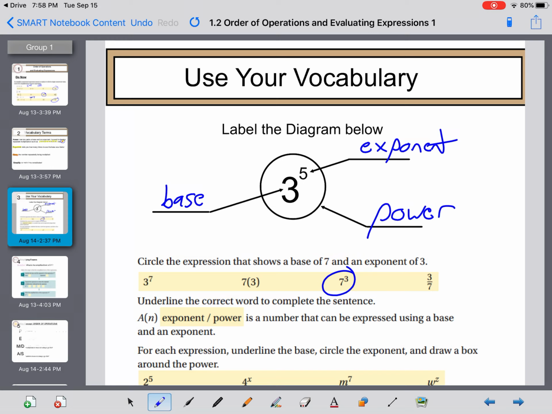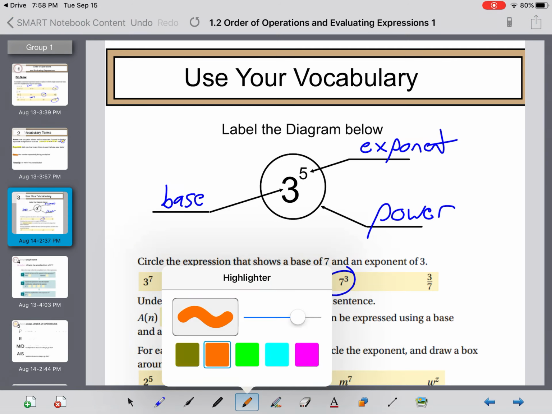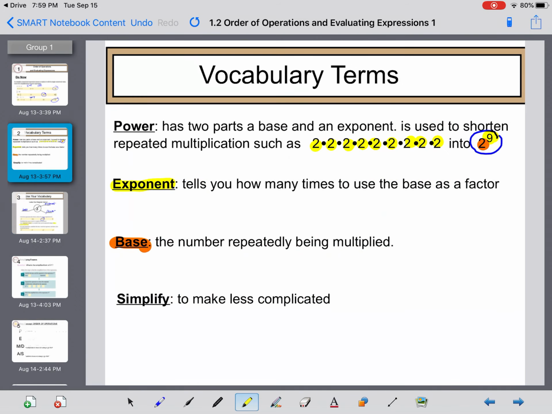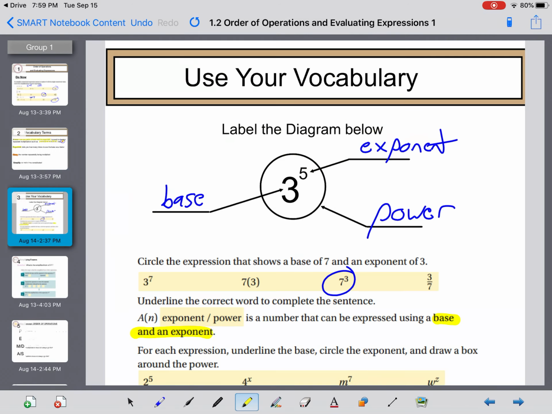Underline the correct word to complete the sentence. Is it the exponent or the power that can be expressed using a base and an exponent? Again, go back to your definitions. Power has two parts, a base and an exponent.